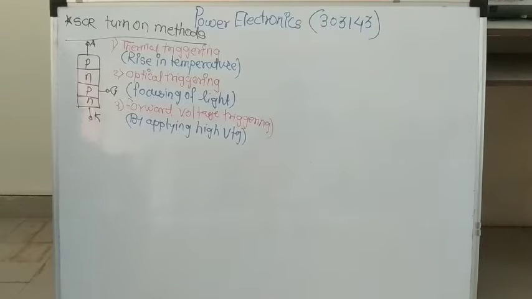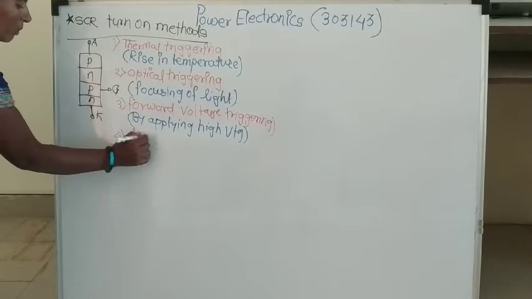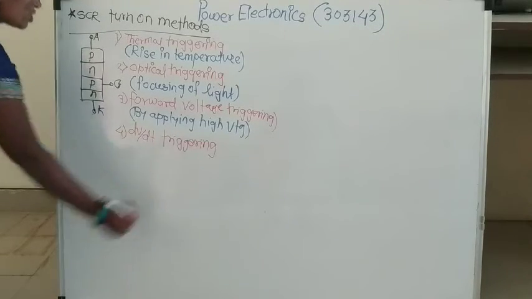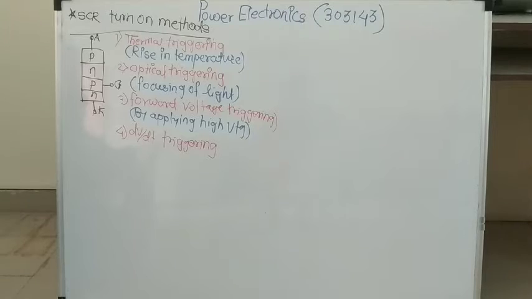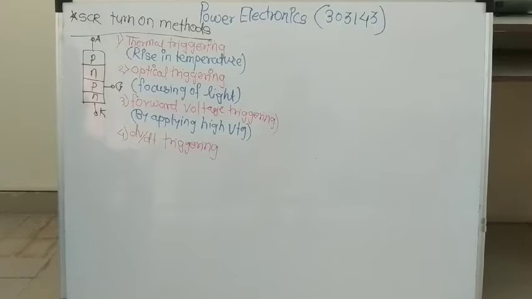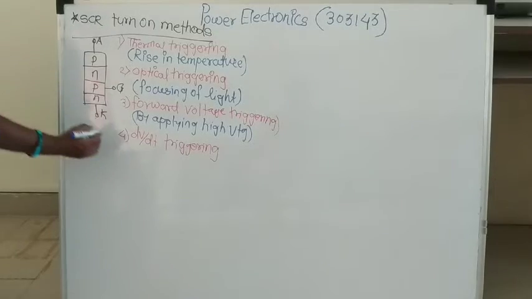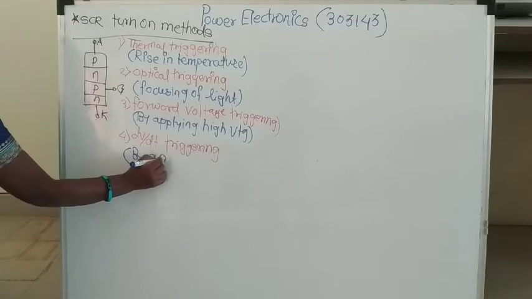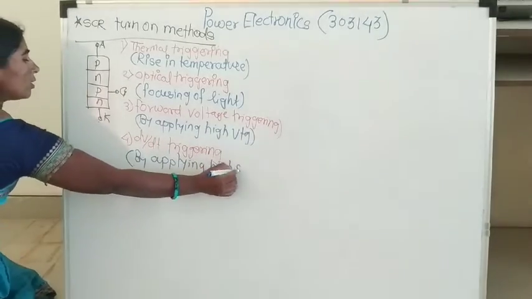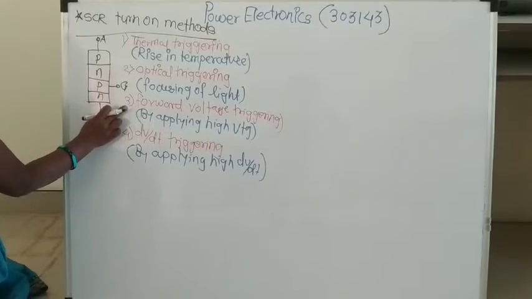Now, next triggering method is dV by dt triggering. Fourth one is dV by dt triggering. Now, dV by dt means changing voltage with respect to time, called dV by dt triggering. This dV by dt triggering is also called by applying high dV by dt voltage.